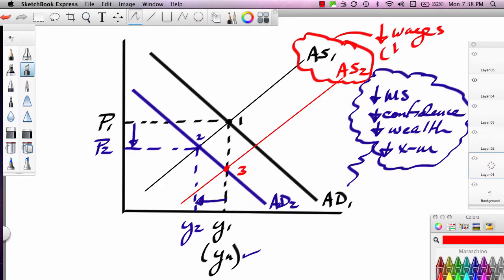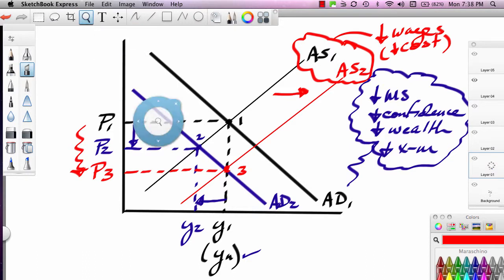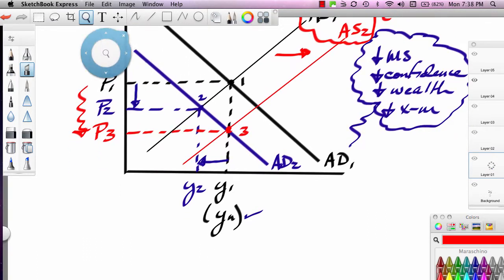This really decreases the cost of doing business, and that's going to push the aggregate supply curve to the right. This is going to create an incentive for greater production. Notice that as the aggregate supply curve moves to the right, prices are going to spiral down even further. But the good news is that the output rate begins to return back to or near the natural rate.